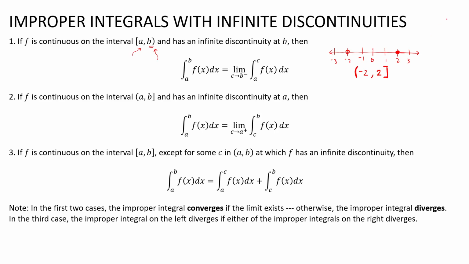That is the idea behind this discontinuous improper integral. Let's say B is the discontinuous limit. Taking out B, you're going to have the limit as C approaches B from the left, B minus. Why B minus? Because you are taking the limit on the left side of B only. Notice that we are going from A to B, so it goes from left to right.